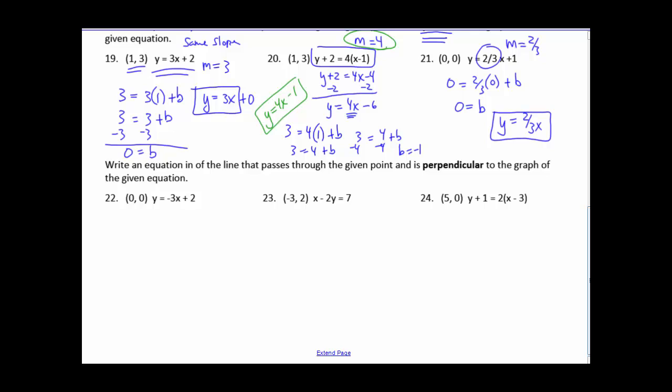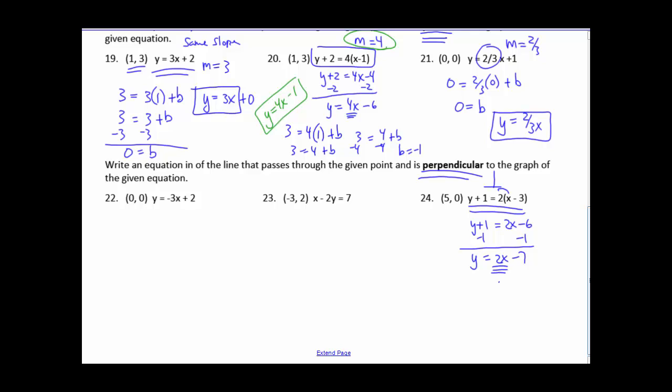All right, 22, 23, and 24. We're going to actually do 24, but we need to write an equation of the line that passes through the given point and is now perpendicular to the given equation. Based on the previous lesson, our perpendicular slopes are negative reciprocals, or opposite reciprocals, of each other. So we need to write this equation in y equals mx plus b form. If we distribute this 2 through, we get y plus 1 equals 2x minus 6. When we subtract 1, we get y equals 2x minus 7. So our slope that we're interested in is 2.